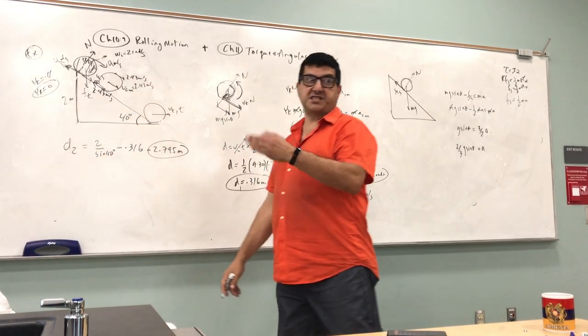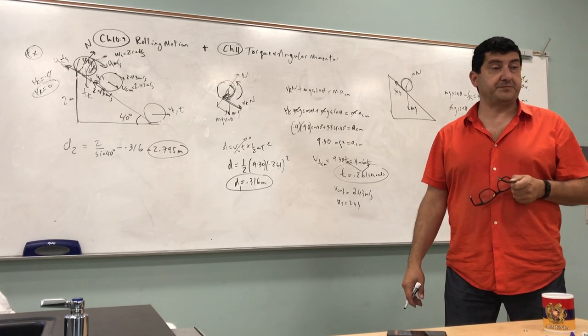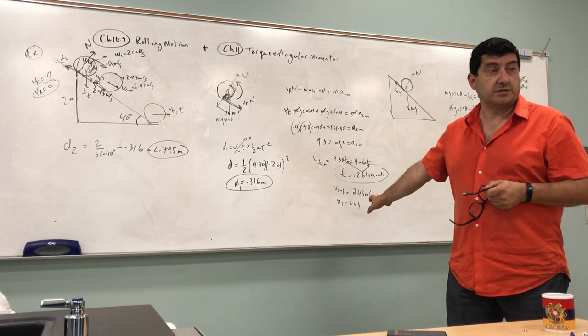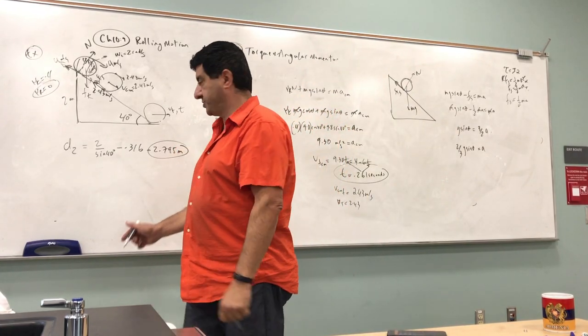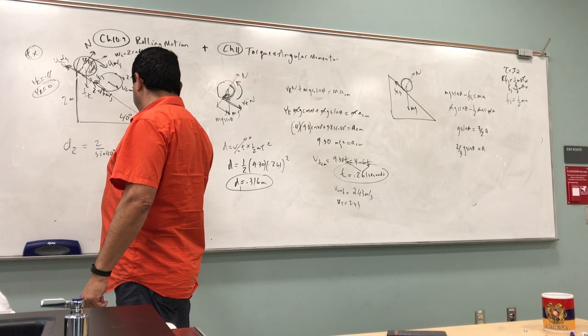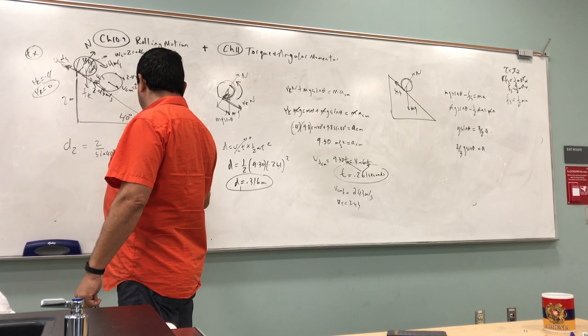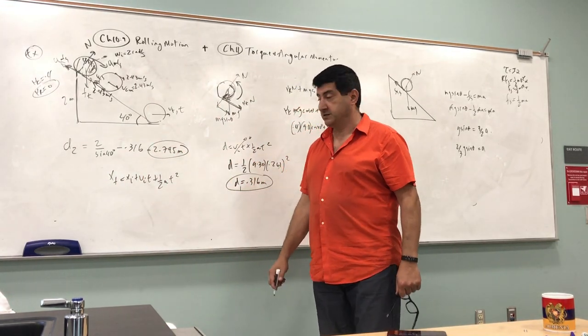So that's how much distance is left to go. Now, how long will it take to reach the bottom? We know the acceleration. Which equation do we use? We're going to go back to kinematics equations, right? X final equals X initial plus V initial T. It's interesting that in this chapter, we're also using a lot of the kinematics.